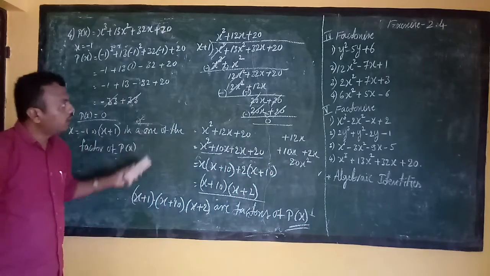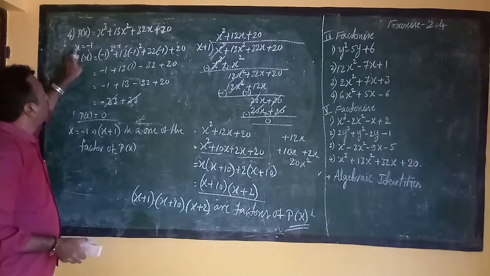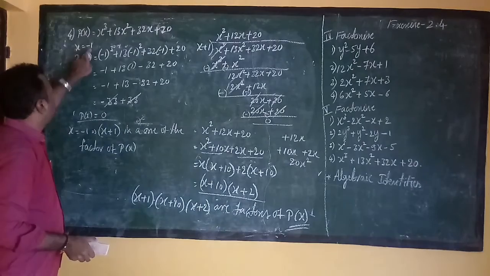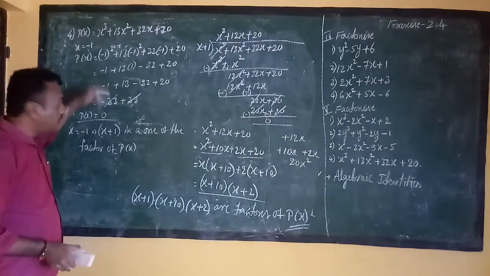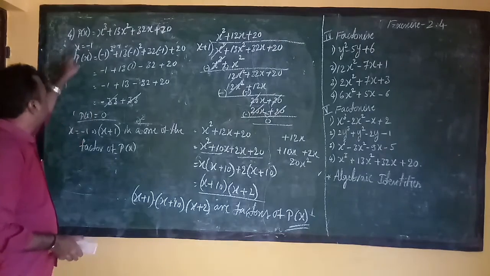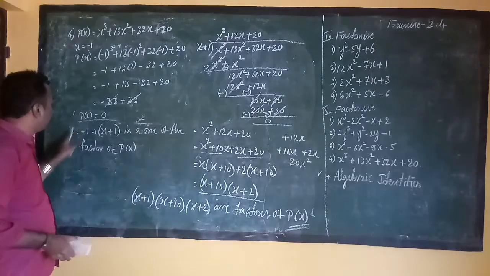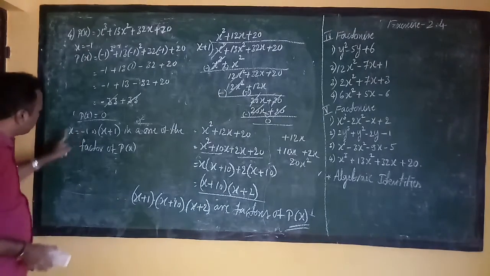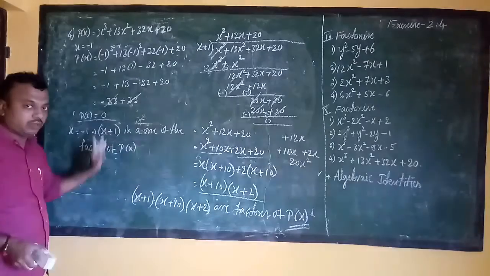Understand, students? So, like that, we have to practice it. First, by the inspection method, we have to find the value of x for which p of x becomes 0. We have to verify it by the inspection method. If it becomes 0, then that x value exists. Therefore, x is equal to minus 1, which means x plus 1 is one of the factors of p of x.